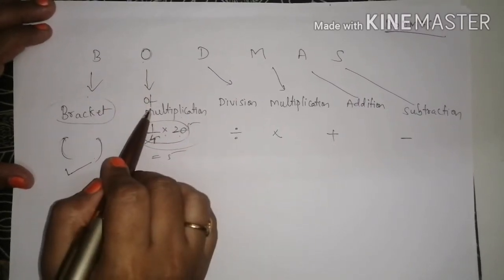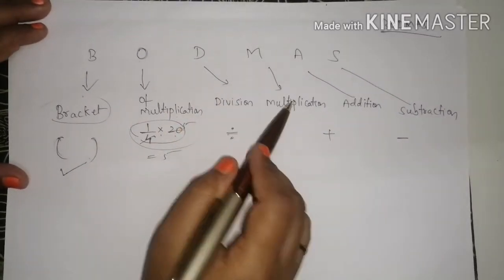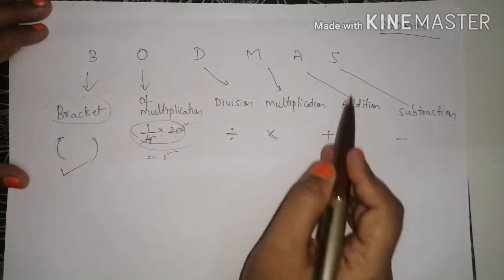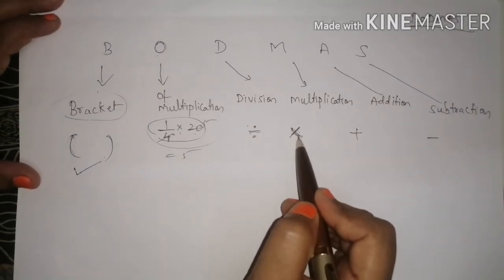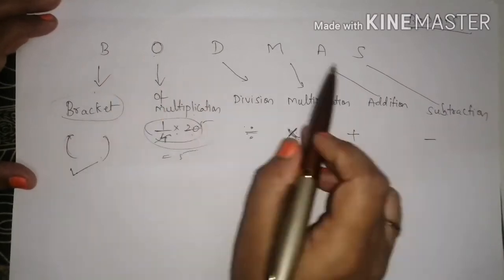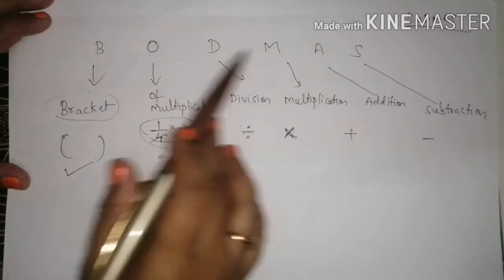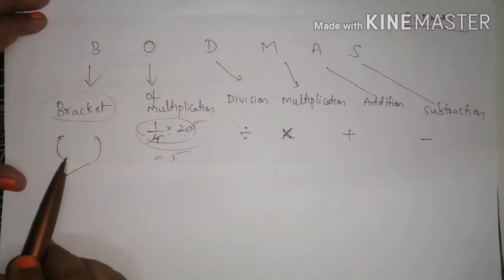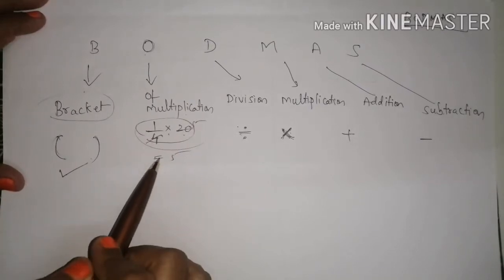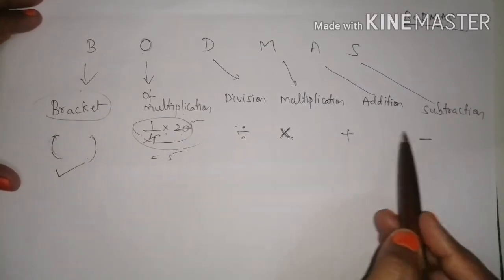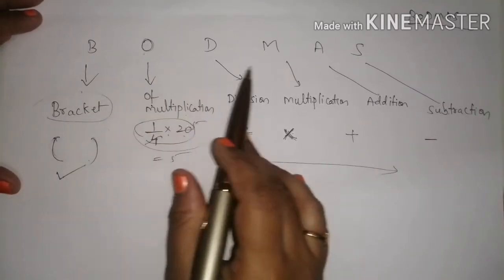After the of function, you have to do the division. D means division, M means multiplication, A means addition, and S means subtraction. If division is not there, you can go for multiplication. So this is very important. We have to solve using these steps only. That rule is called BODMAS. B means brackets, you have to solve first. If brackets are not there and there is an of multiplication, you have to solve that first. Then division, multiplication, addition and subtraction. This is the order in which you have to solve. So this is called the BODMAS rule.